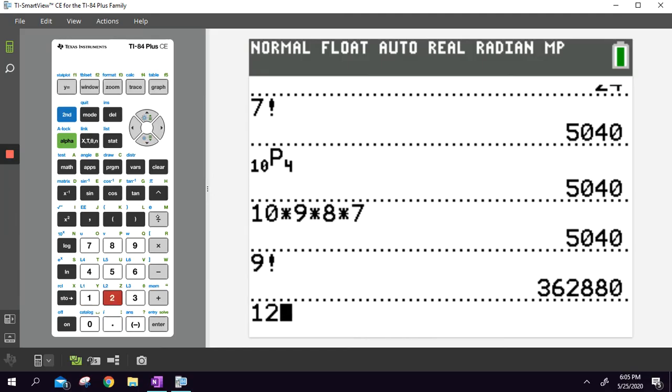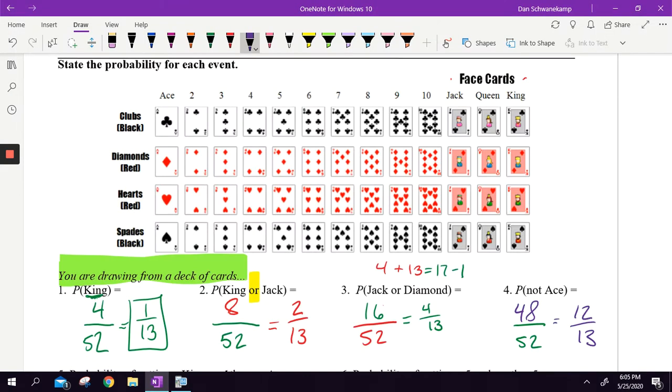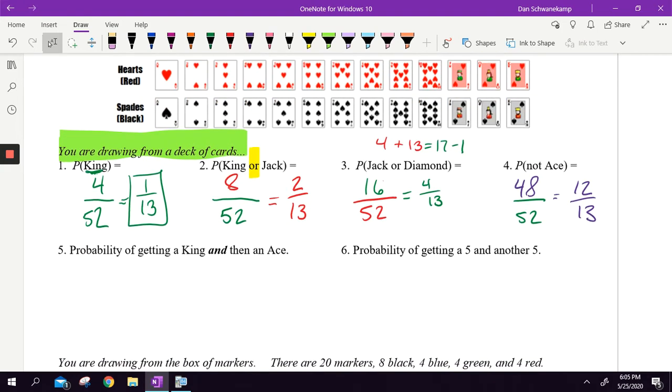We could do a fraction. 12 divided by 13 would get me 92%. There's a 92% chance that I don't draw an ace, but we're just going to leave it as a fraction right now. What's the probability of a king and then an ace?